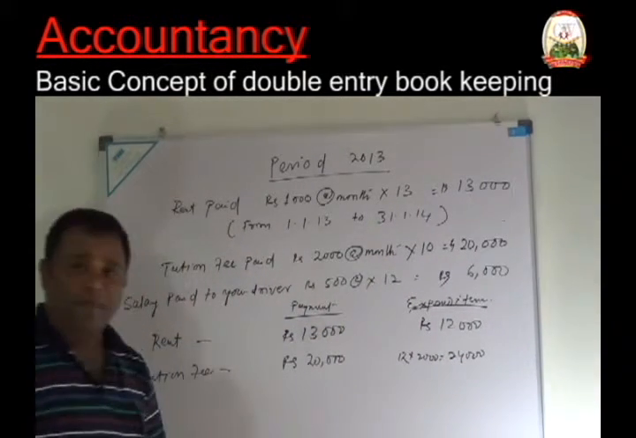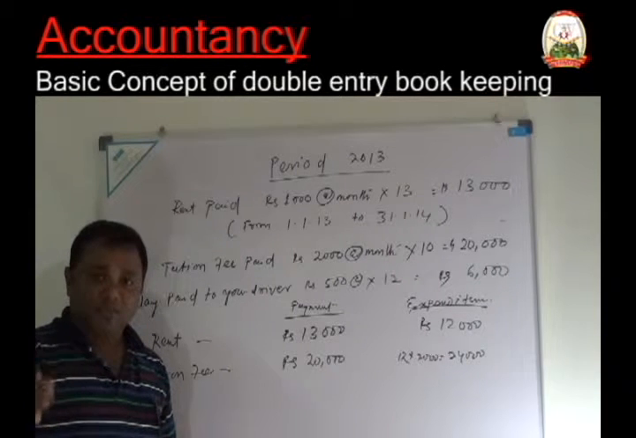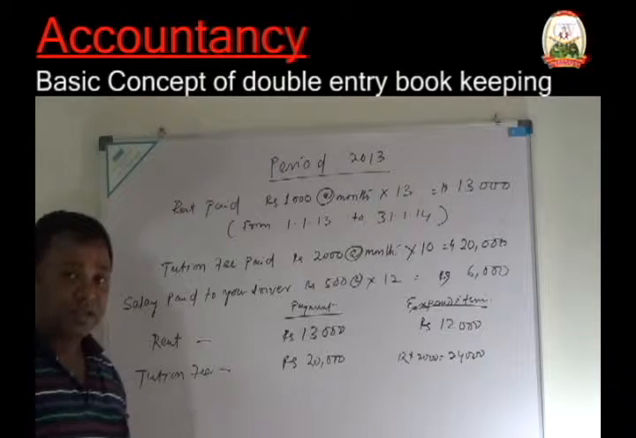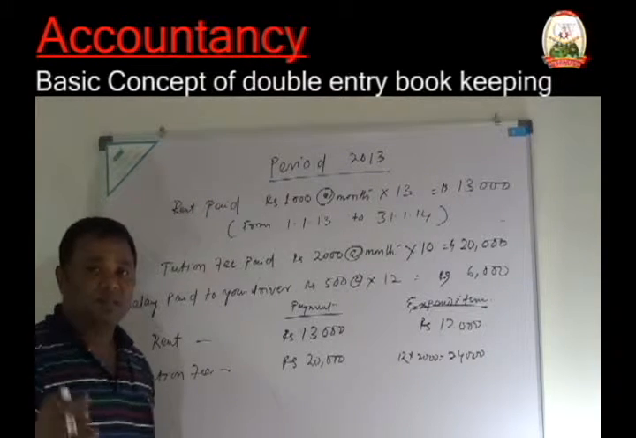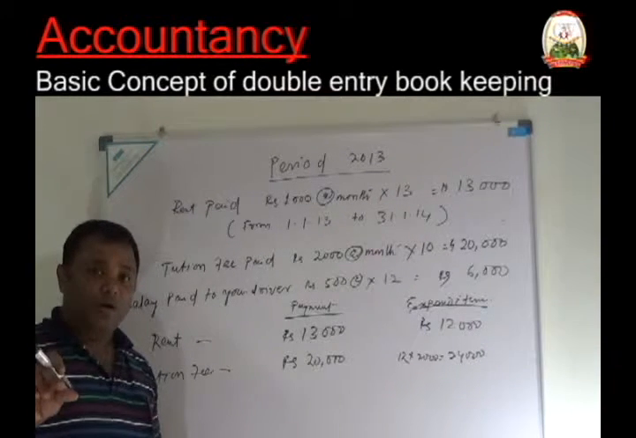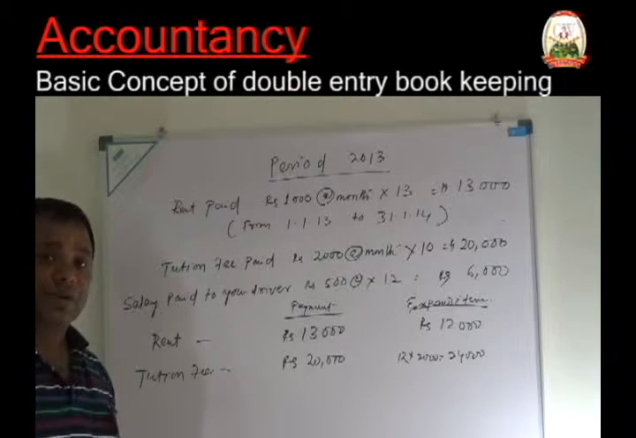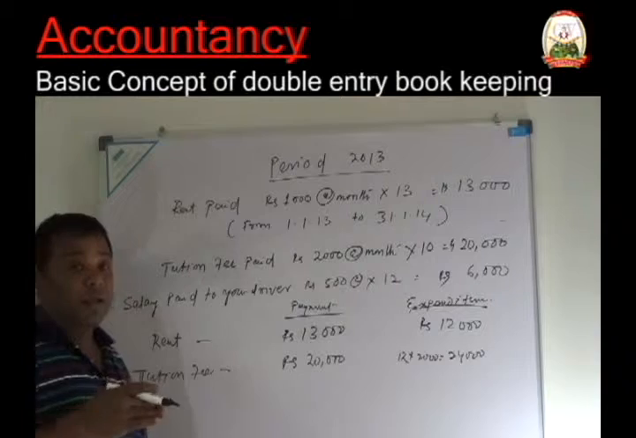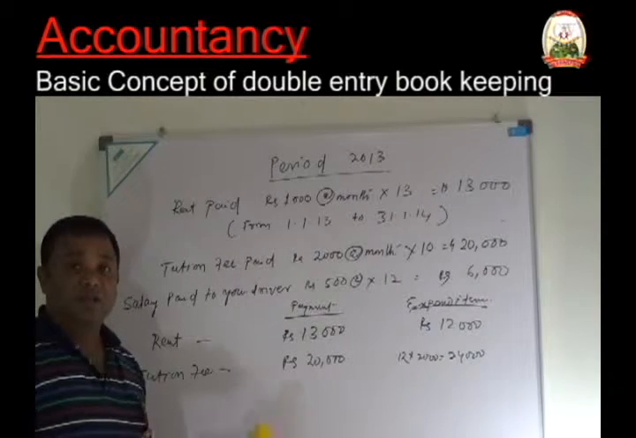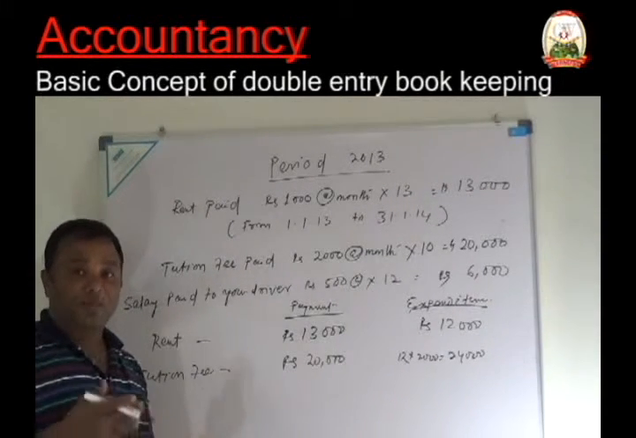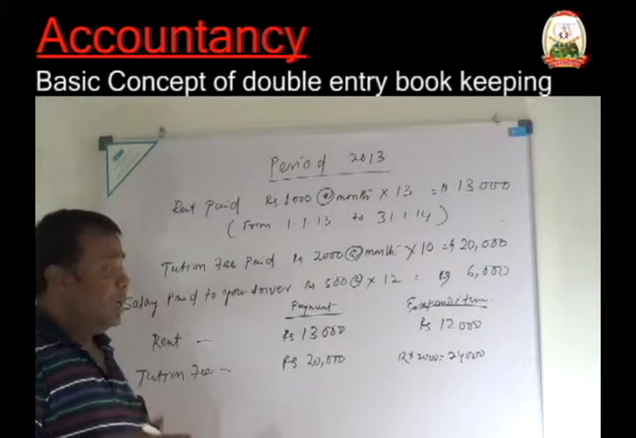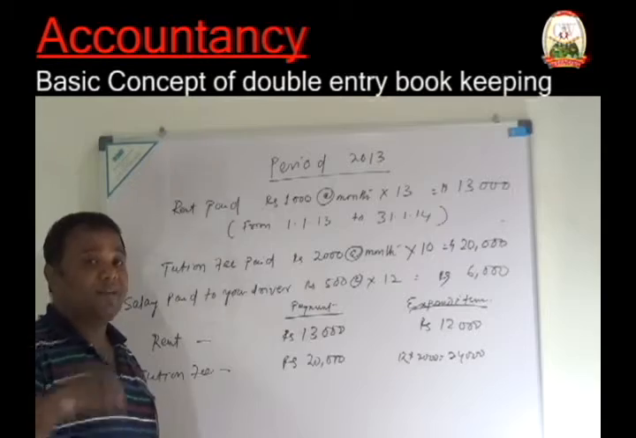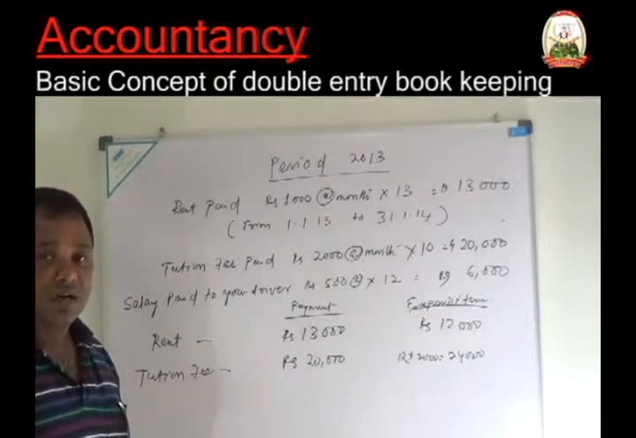Even though you have not paid the fee for 2 months, that means for the months of November and December, still you have to take into consideration November and December as your tuition fee incurred. So irrespective of whether you have paid or you have not paid, you have to take into consideration the unpaid amount to arrive at the expenditure towards the tuition fee.